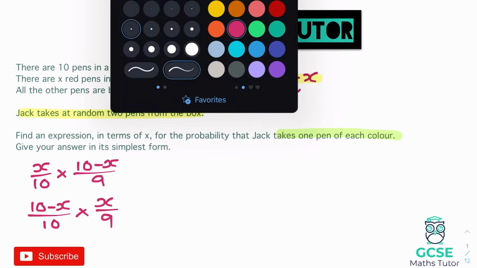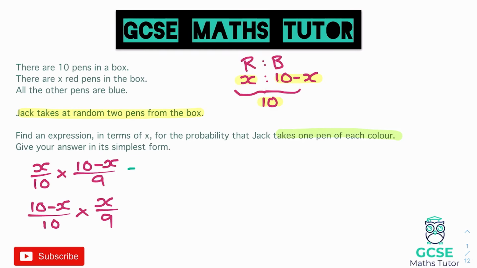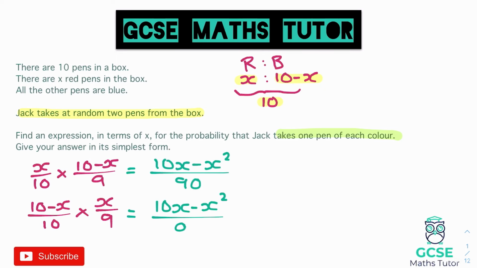So just looking at these two fractions then. Now the numerator there, we've got x multiplied by the 10 minus x. That's going to be 10x minus x squared on the top, and that is 10 times 9, which is 90 on the bottom. For the second one, we've got 10x again minus x squared, and that is again over 90. Okay, so we end up with the two of the same fractions here. Now let's have a look. We need to add these two together.